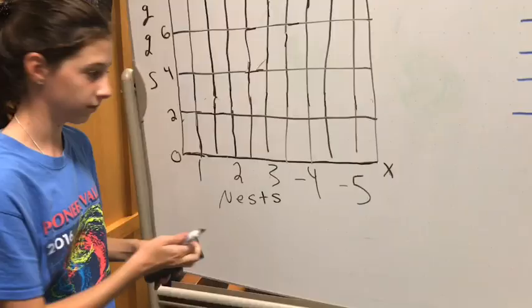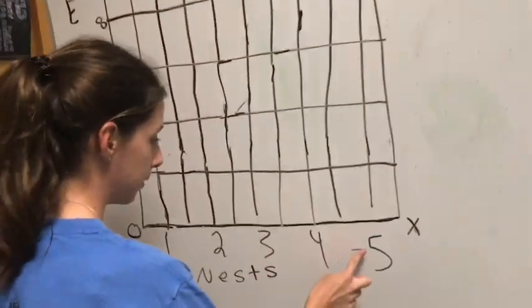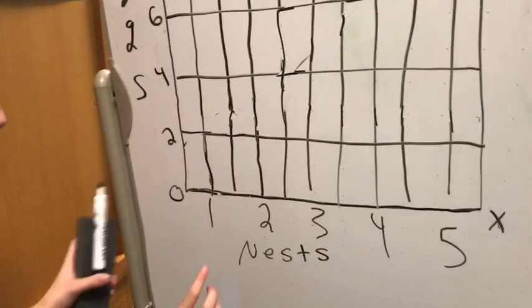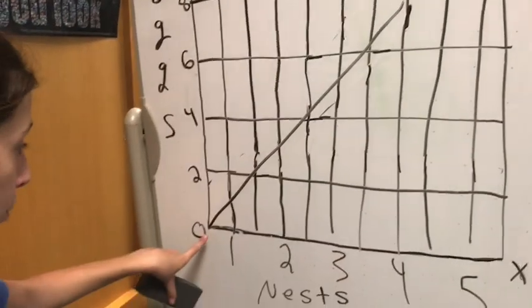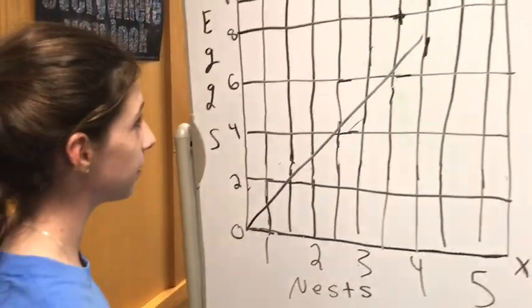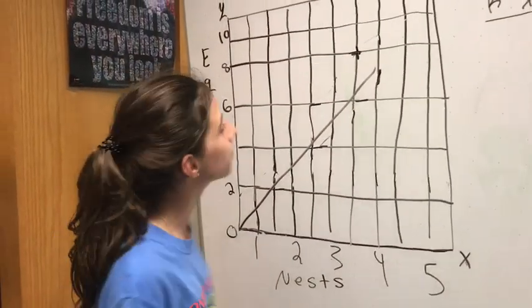So now, if you take away these negative signs, making it positive, and make a straight line that goes through the point of origin and is positive, what does that make this graph? Proportional.